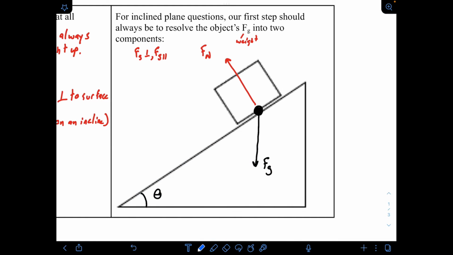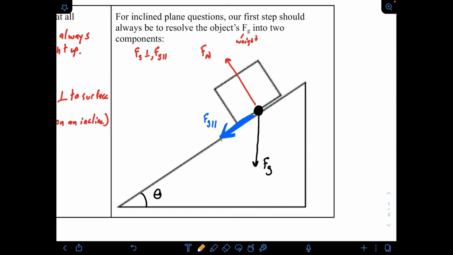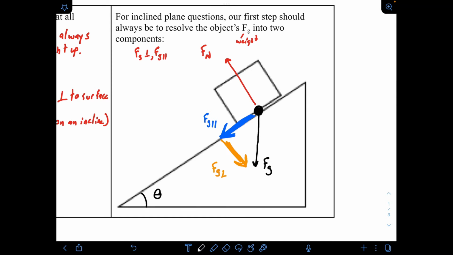This blue arrow right here points down the ramp. This is going to be the Fg parallel, or the parallel component of the weight. Then I'm going to have this arrow pointing this way. It is perpendicular to the ramp. It'll be Fg perpendicular. Notice the way we set this up, this angle right here is the angle of the ramp, and so there's a similar triangles thing that we're going to use here.